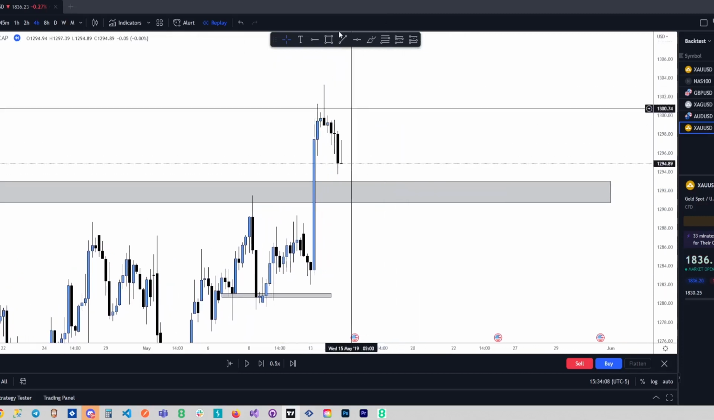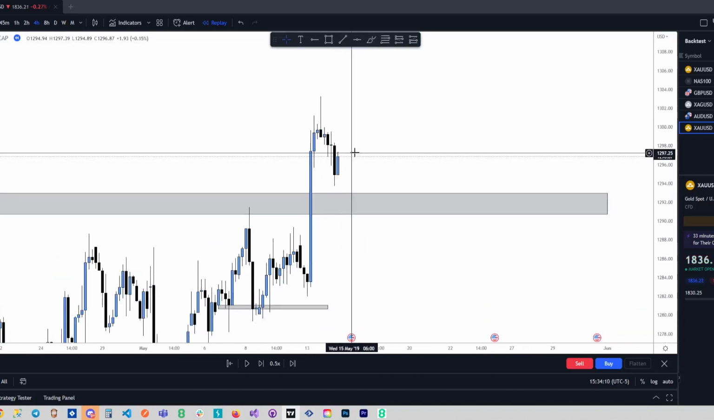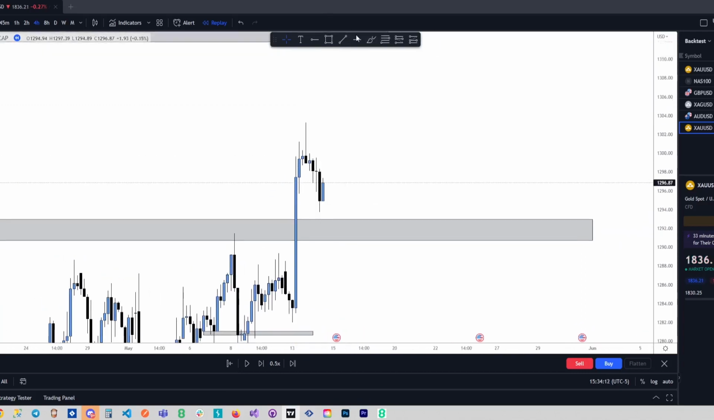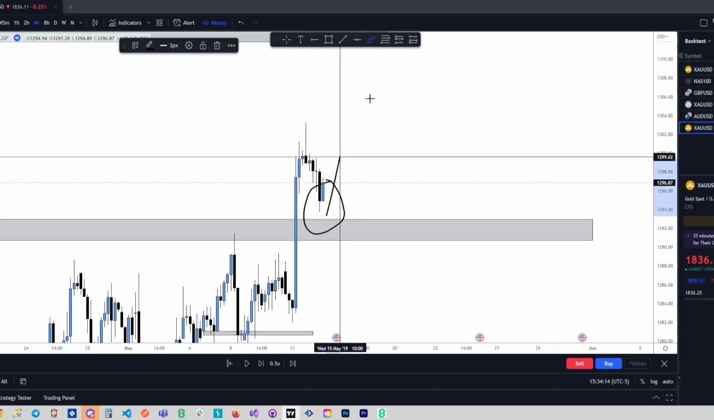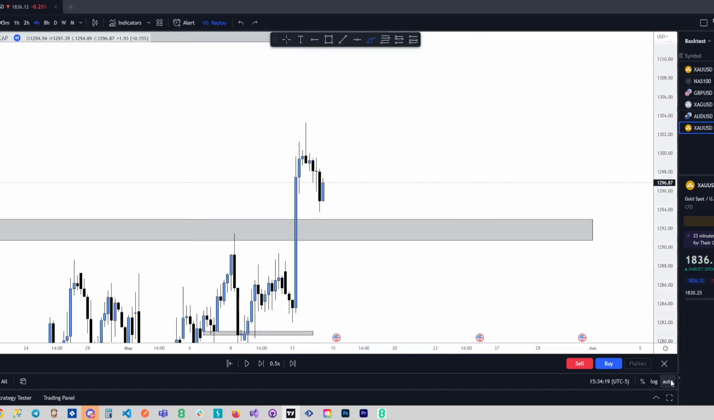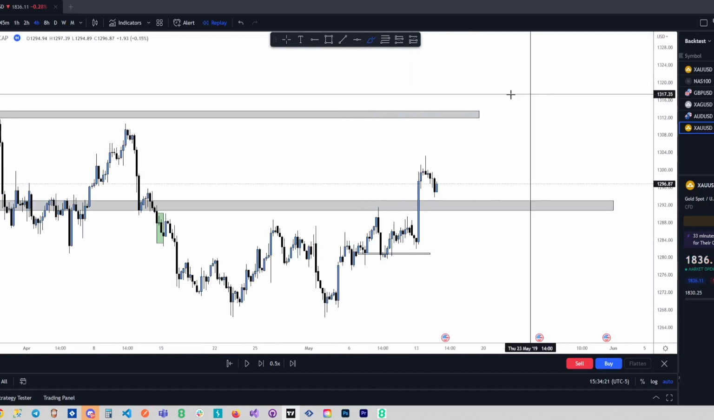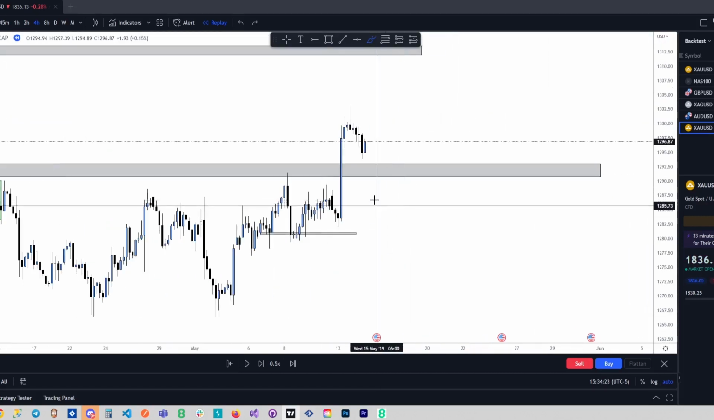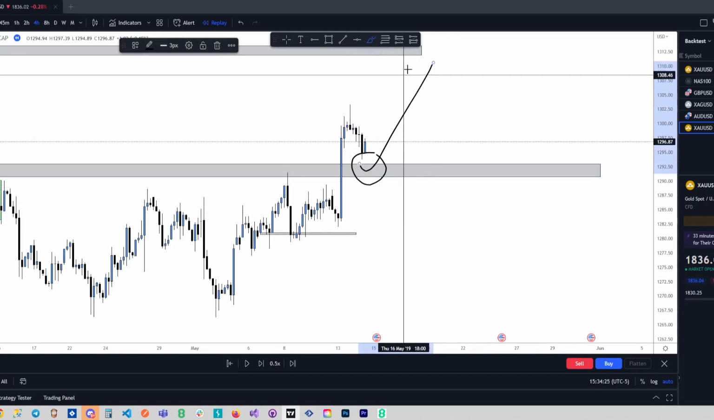Patience. So now that we've broken above this zone right here, we're going to look for price to continue up to our next zone. All we're doing is trading zone to zone. Zone to zone. This next zone is going to be up here. So we're going to look for price to retest, which it's doing right now, and continue to the upside.